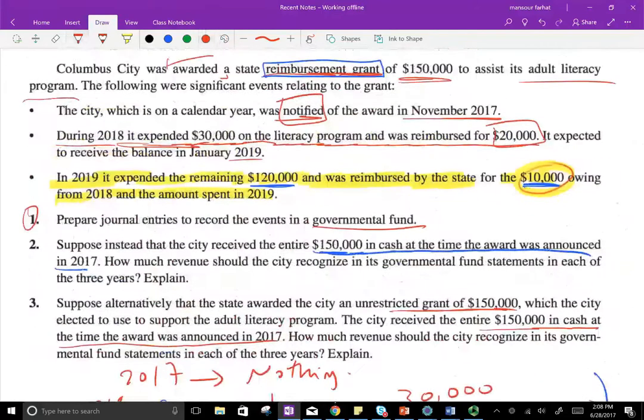We went through various scenarios of how governments account for different grants. It all depends on the type of the grant. So you have to know the type of the grant that you are given. Is it purpose restricted, time restricted? What type of grant are we looking at? Is it unrestricted? Okay, this is a good example.